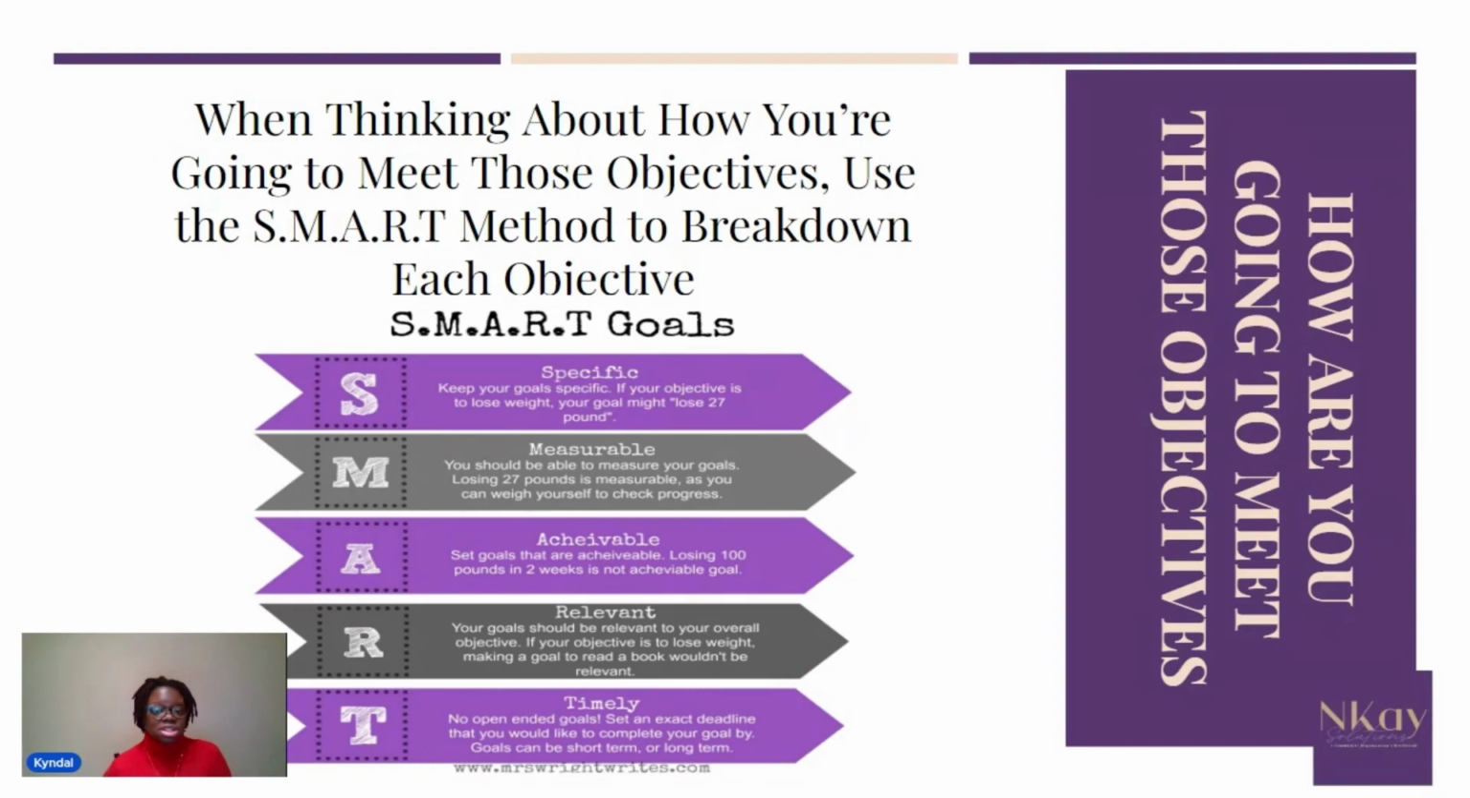S in SMART stands for specific. Being specific in what you actually want to do is very important. It's one thing to say, I want to lose weight. It's another thing to say, I want to lose 10 pounds. Now we're putting a measurable outcome on that. We're getting a clear, concrete, narrowed idea of what we want to do. We're not just saying we want to lose weight.